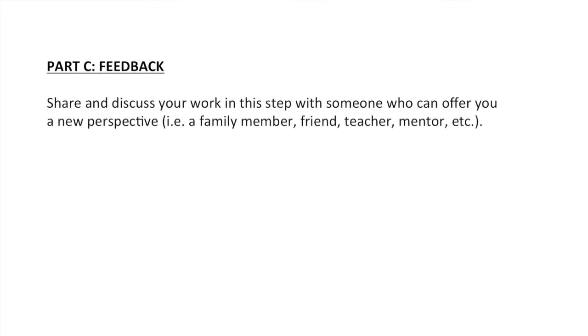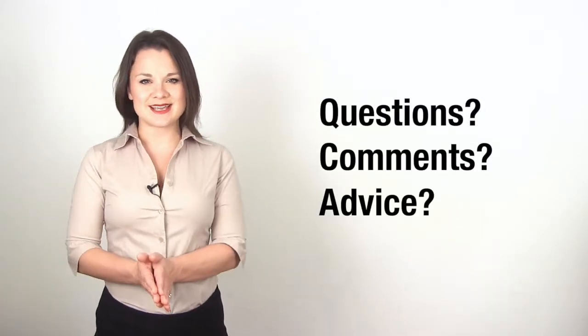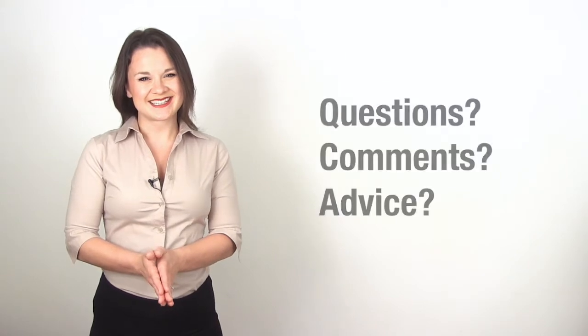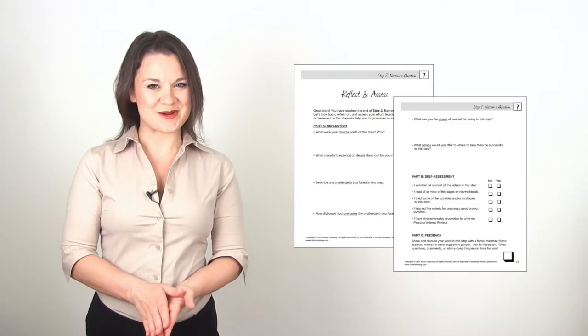Then Part C, feedback. This is an invitation to share and discuss your work in this step with a family member, friend, teacher, mentor, or other supportive person, because that new, fresh perspective is going to help you reflect and assess in a deeper way. So it's recommended that you take your project work in each step and find a buddy to share it with and sit down and say, hey, what questions or comments or advice can you share with me about this? So that's the reflect and assess section of your student workbook.